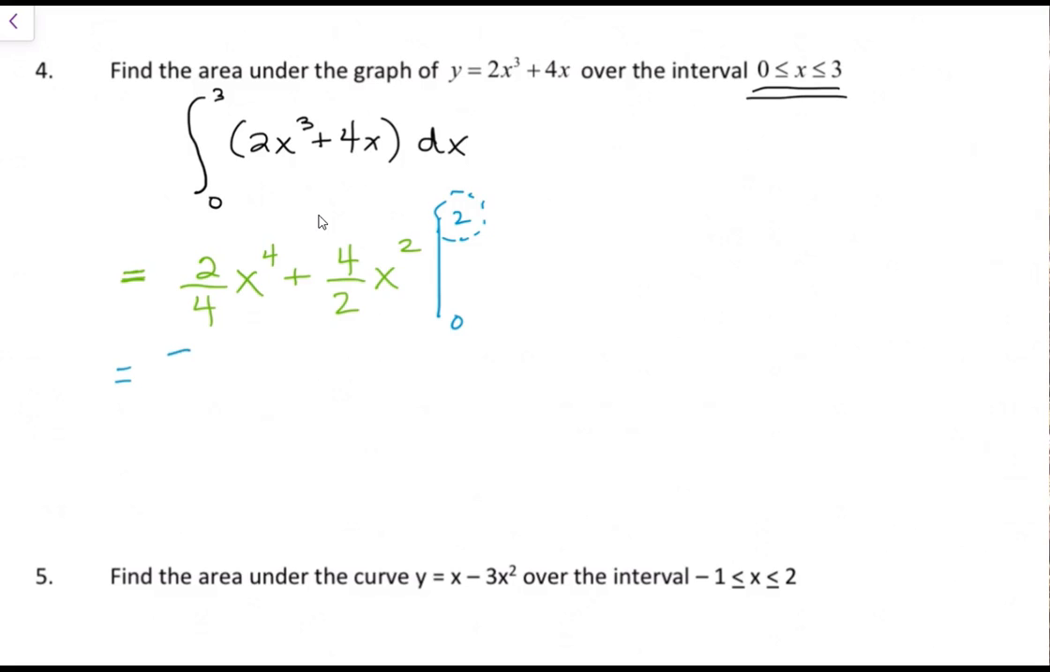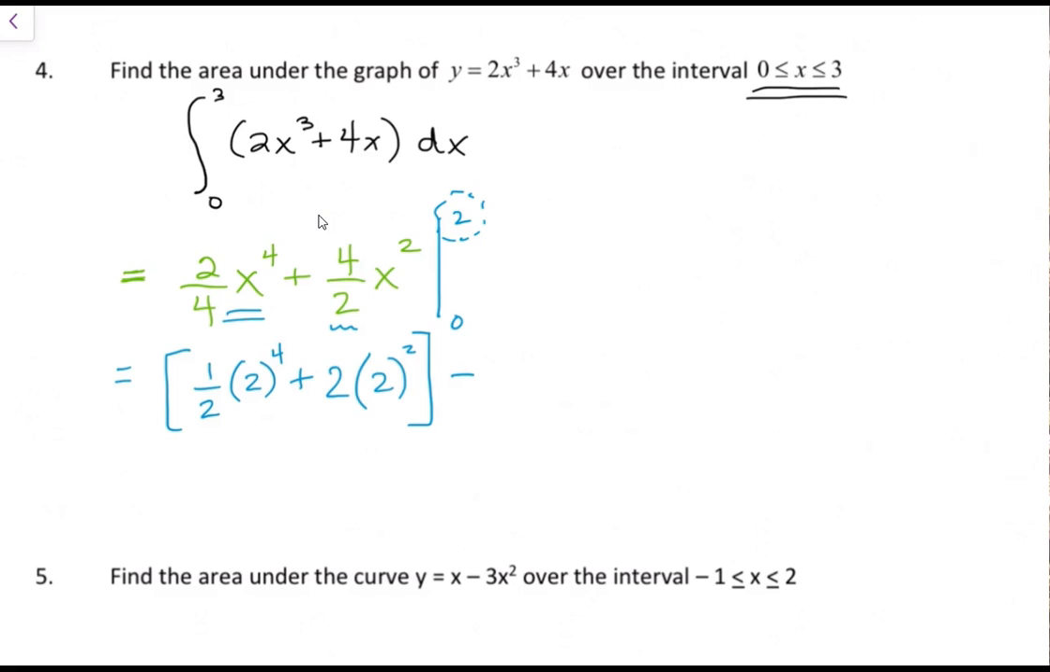So my coefficient here is 1/2, and I'm going to replace the x with 2, plus here my coefficient simplifies to just 2, and then plug in my 2 for x. And then I want to subtract from that what I get when I plug in 0.